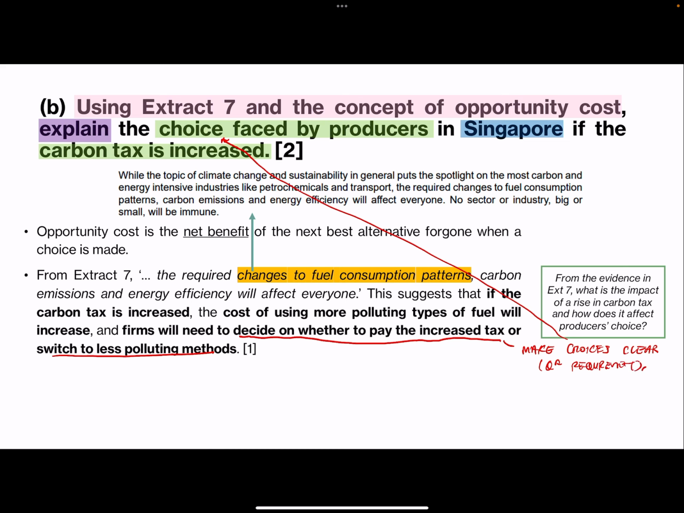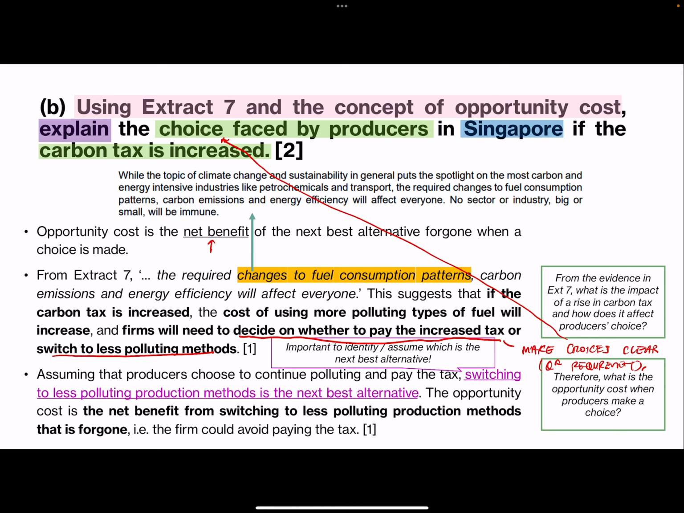Okay, so this is my choice. Here's the definition. This is my choice. Then you tell the person what's opportunity cost. So opportunity cost is the net benefit of the next best alternative that is foregone. So what's the choice that you make?